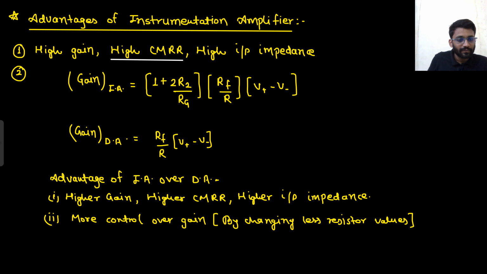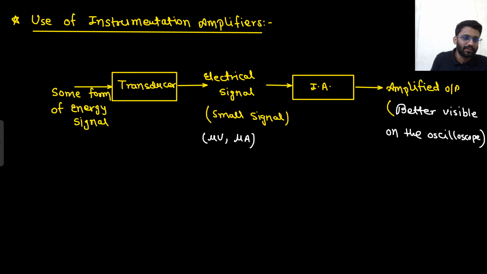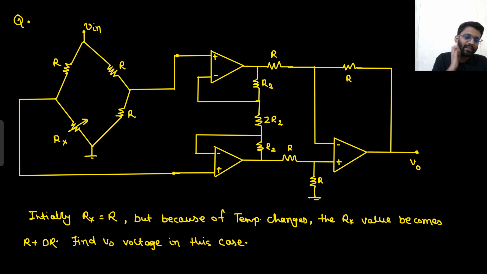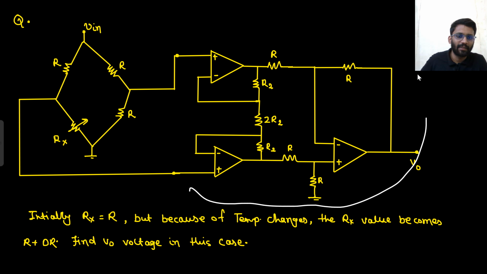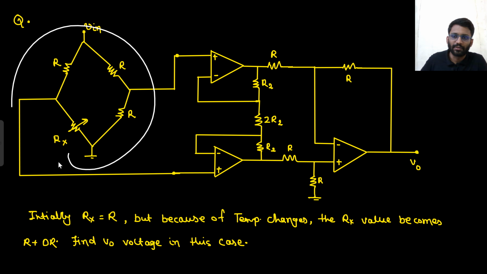But in the interviews of some PSUs, these kind of questions can be asked, that what are the advantage, why do we use an instrumentation amplifier, right? So let's solve a question. With that question, it will be more clear to you. If you solve this question, the use of instrumentation amplifier will be more clear to you. So this is an instrumentation amplifier, and this is working as a transducer.